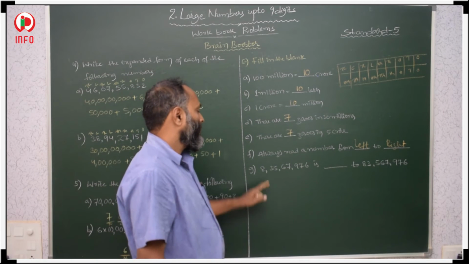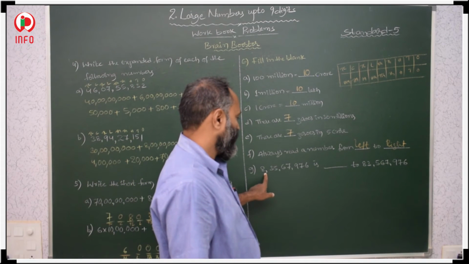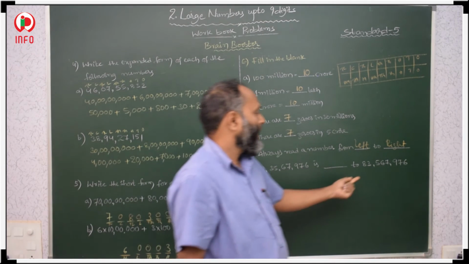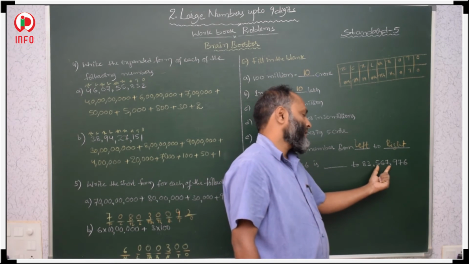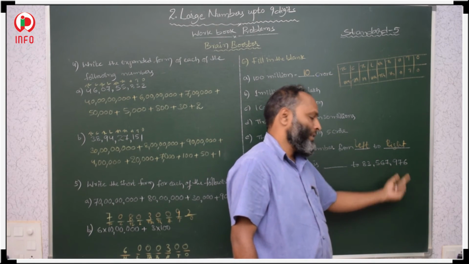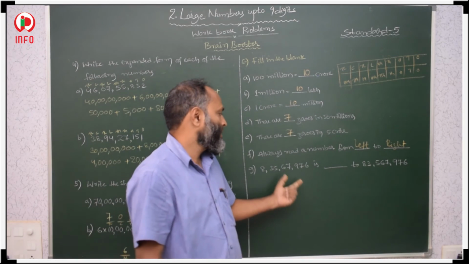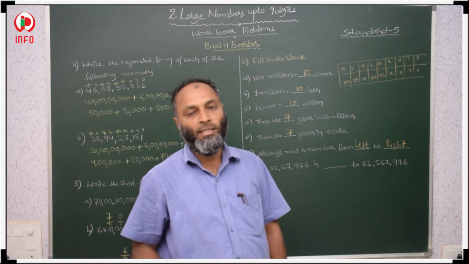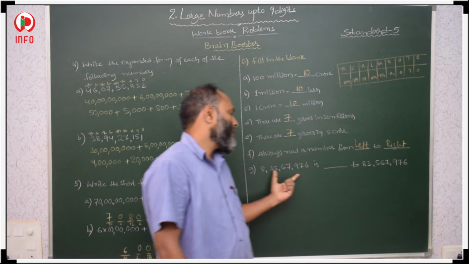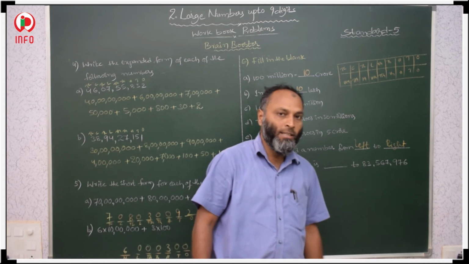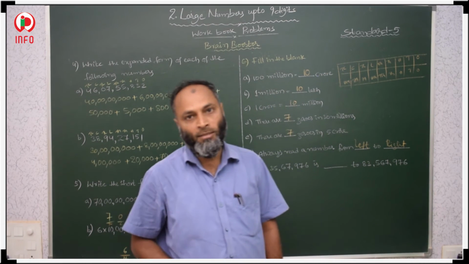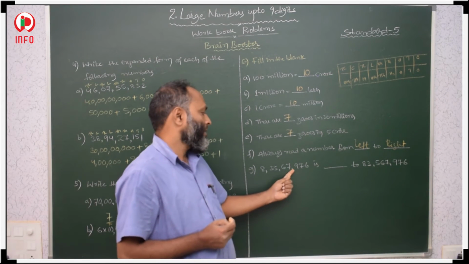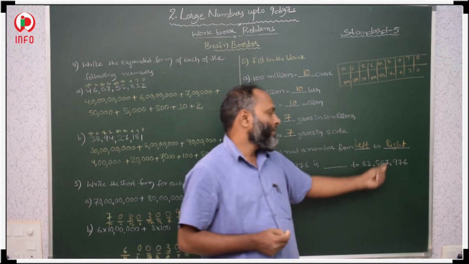Then here 8 crore 35 lakhs 67,976. Here 83,567,976. See here these two numbers, this number is attached to this number, he is asking indirectly greater than or less than or equal to. One is given in Indian system, other one is given in international system. So what is the difference between Indian system and international system? Here commas are there. After 3 digits a comma, then 2 digits and 2 digits. In the international system, every 3 digits we have a comma.